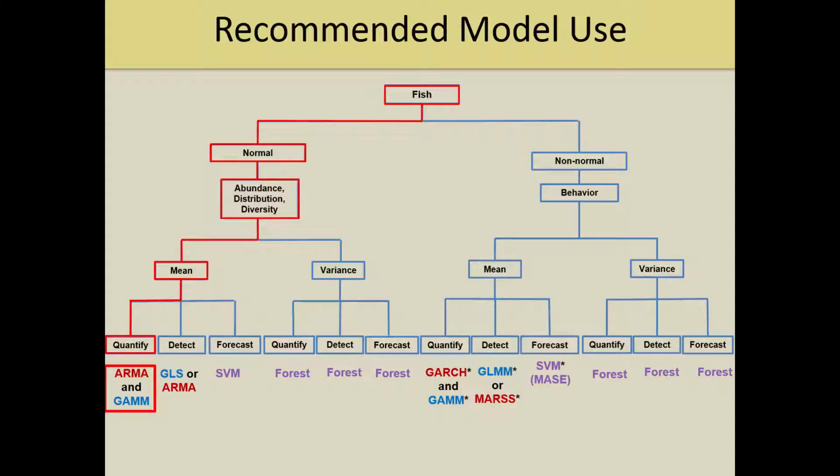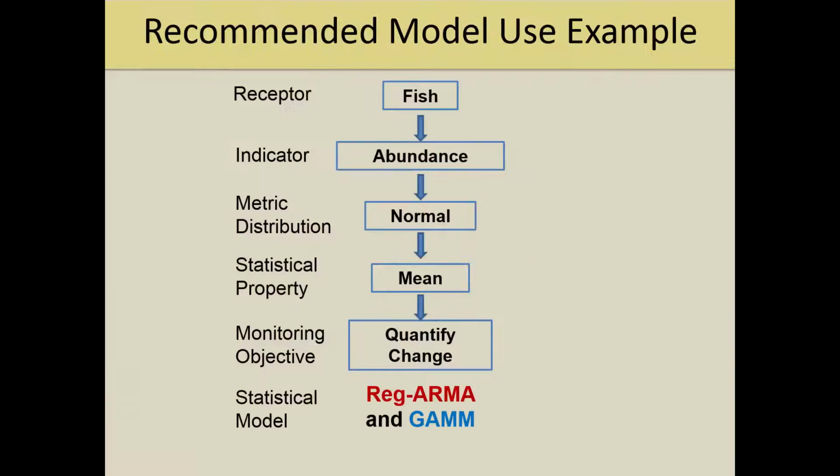Just to look at one of those branches and to connect it back to our roadmap a little bit, we're back to here, and that was this left-hand branch of that schematic, where we are looking specifically at abundance, which is a normally distributed variable. We're interested in looking at the mean and to quantify change, and the recommendation then would be to use a moving average regression combined with a GAM model.